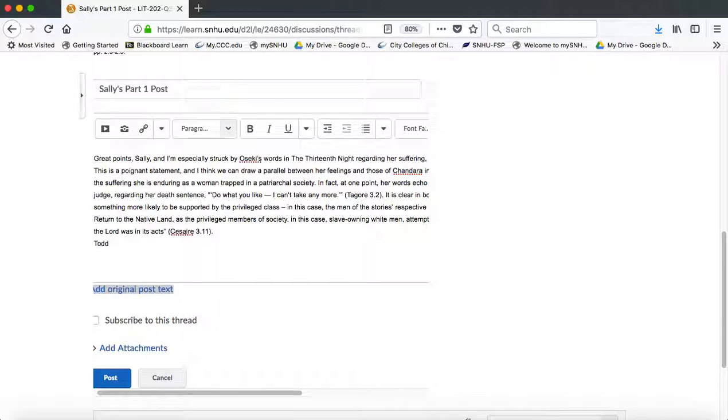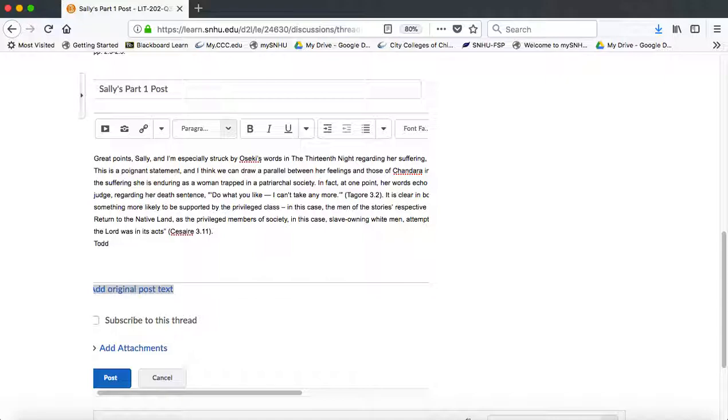It says, "Great point, Sally, and I'm especially struck by Oseki's words in the 13th Night regarding her suffering and her feeling that she can't go on another day." So that's me responding to the original poster, responding to what the original poster had originally stated. And then it goes on, "This is a poignant statement, and I think we can draw a parallel between her feelings and those of Chandra in Punishment, who would rather die than continue the suffering she is enduring as a woman trapped in a patriarchal society."